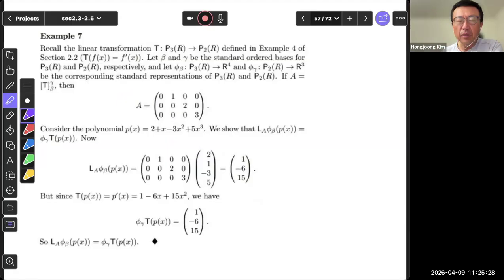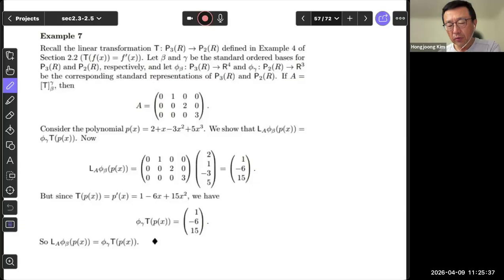Okay, so let us consider the following example, which is quite interesting. Suppose that we have a linear transformation T from P3 to P2, and previously we considered the differentiation. Okay, and if I assume the standard ordered basis for P3 and P2, then the matrix representing this differentiation can be found by this. And since I explained this a few times, you are familiar with this matrix, I guess.